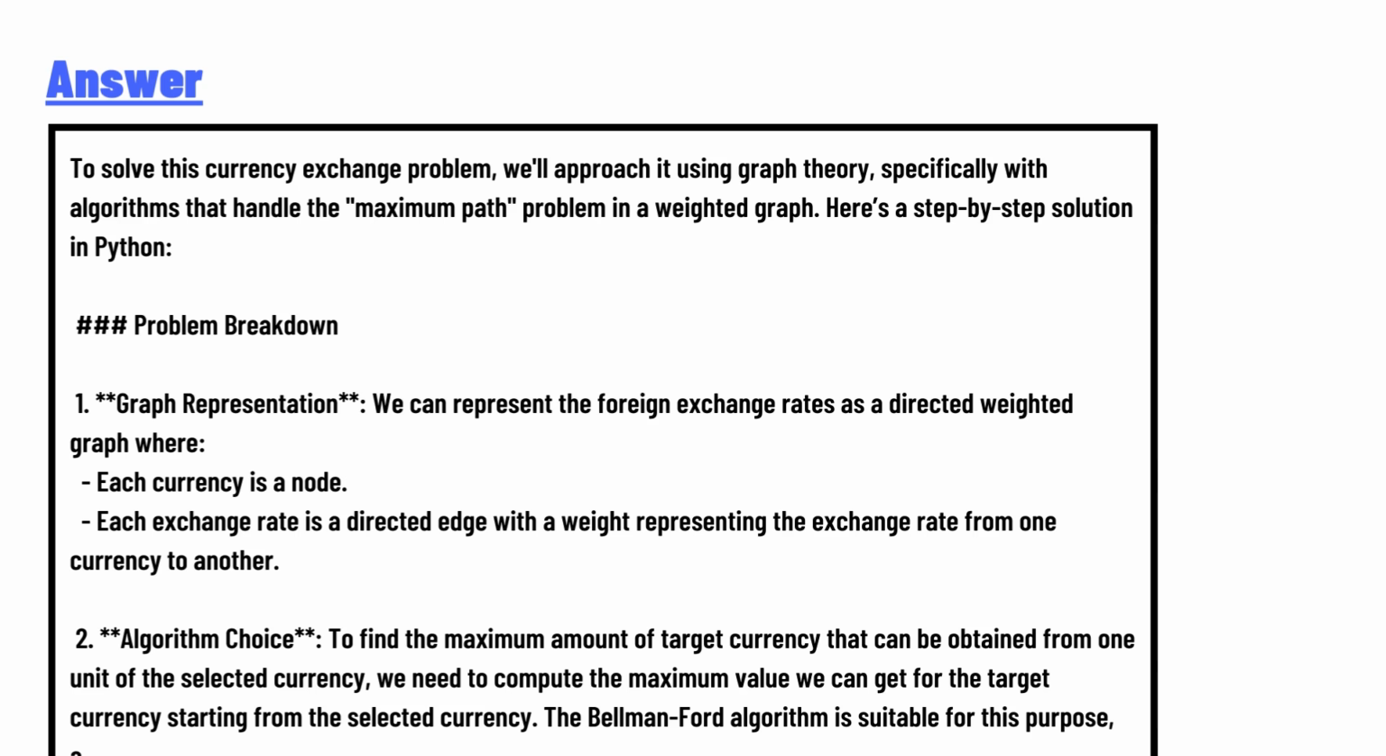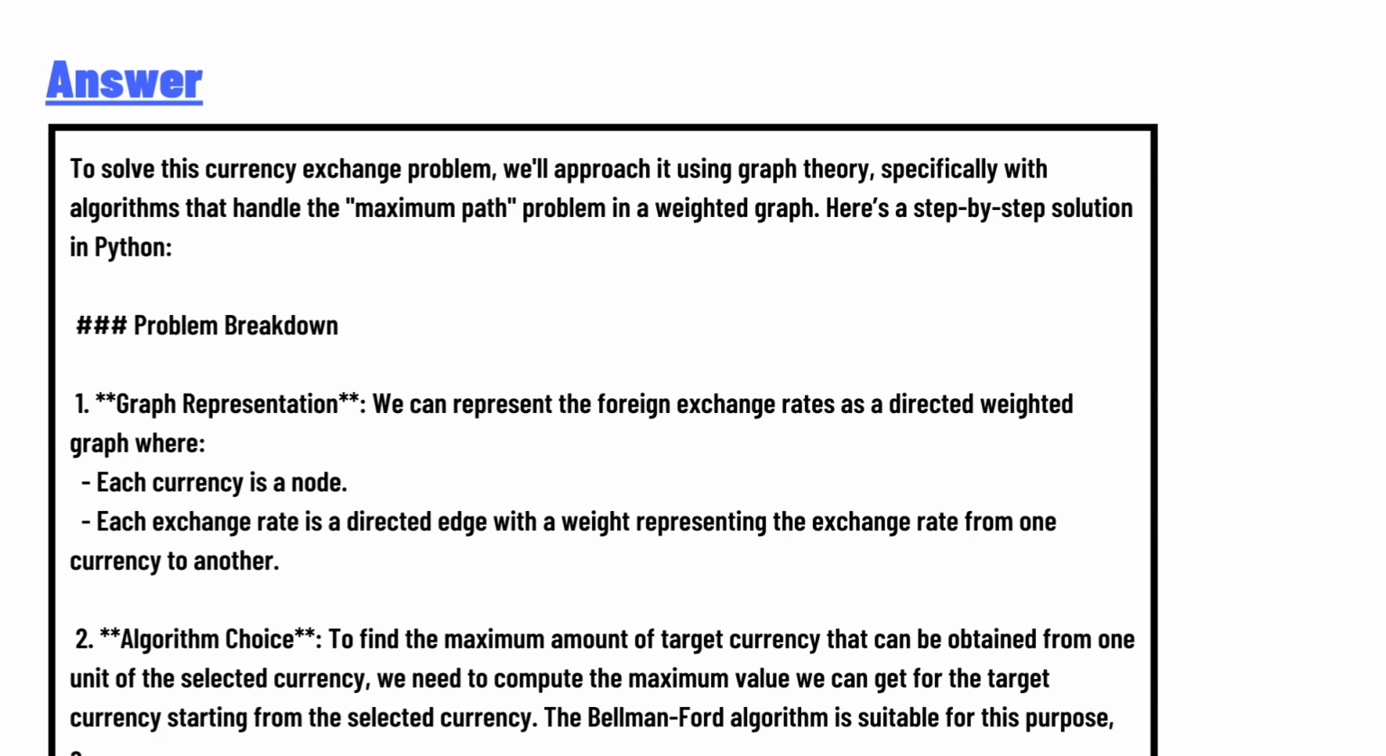The algorithm tries to find the maximum amount of target currency that can be obtained from one unit of the selected currency. We need to compute the maximum value we can get in the target currency starting from the selected currency. The Bellman-Ford algorithm is suitable for this purpose, as it can handle arbitrary weights and helps in detecting the maximum exchange rate through multiple transactions. Python solution: here's a Python script to solve the problem.